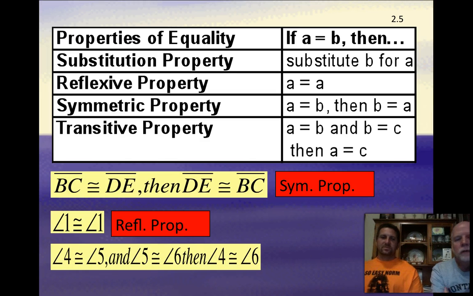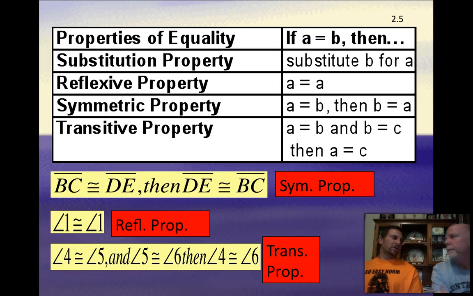Angle 4 is congruent to angle 5. That's given to us. And it's given to us that angle 5 is congruent to angle 6. Angle 5 is showing up twice there in the middle. So that's the middleman. Therefore we can conclude that angle 4 is congruent to angle 6. Why? That's the transitive property. There's 3 things that we're talking about. The middleman comes out of there, and it's the transitive property. You need to see that one. That one's critical to see.